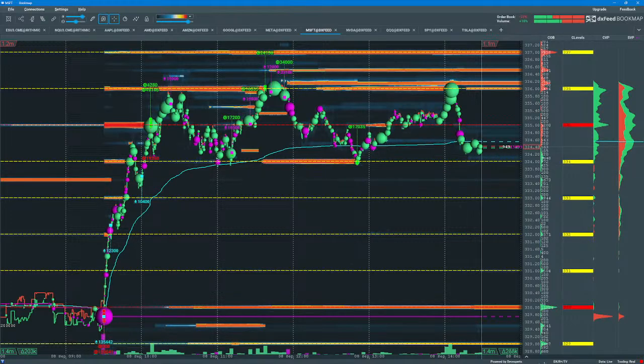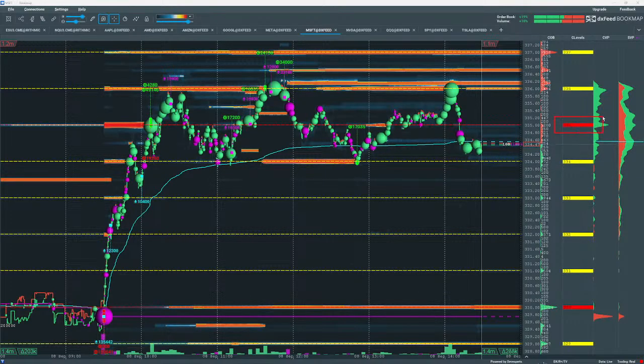So here's the 335 call wall, price oscillating up and down around that level. All right, there was one other. Well, let's end it with that. And let's go back and take a look at the S&P 500 and NASDAQ, see what they're doing.